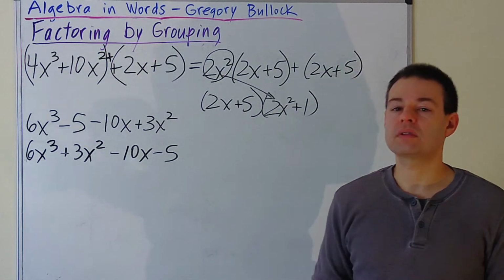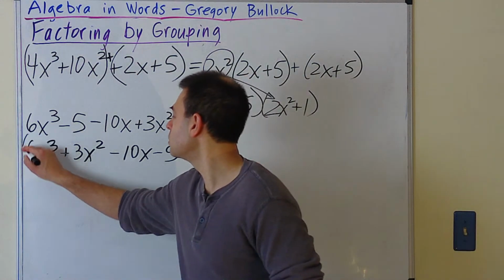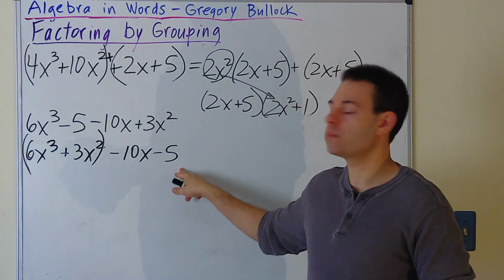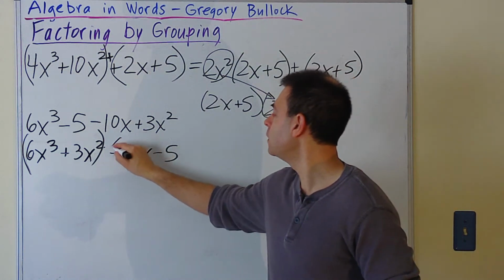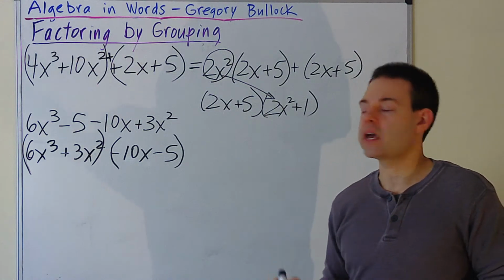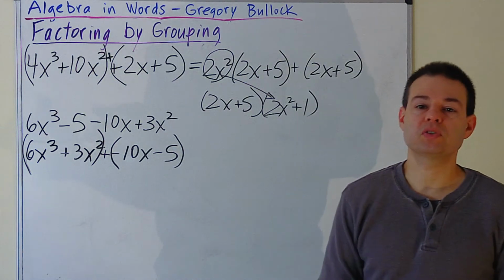So then that brings us to the next step, which is parentheses around the first two terms and parentheses around the last two terms with the sign inside. And you're going to see the reason why that matters in this example. And always plus between. Always plus between.